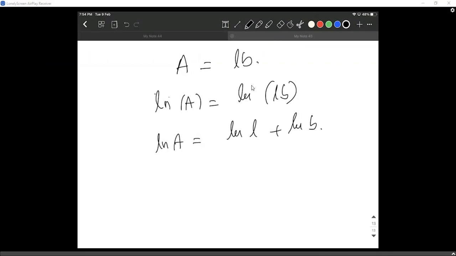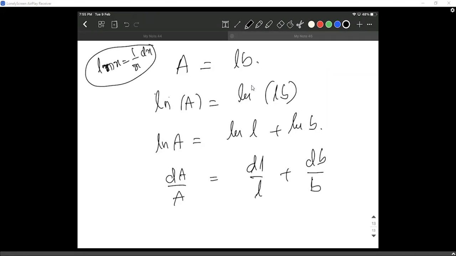So I'm going to write dA by A equals dL by L plus dB by B. I hope you know this bit. dA by A, as I'm just differentiating log x. I hope you all remember log x differentiation is basically 1 by x into dx, or the differentiation of log x can be written like this.